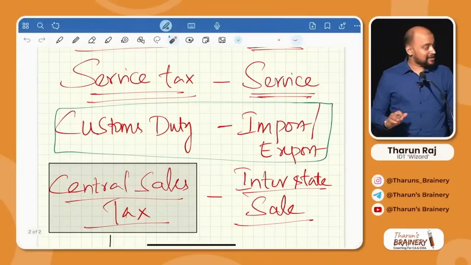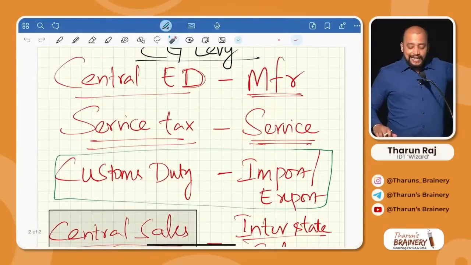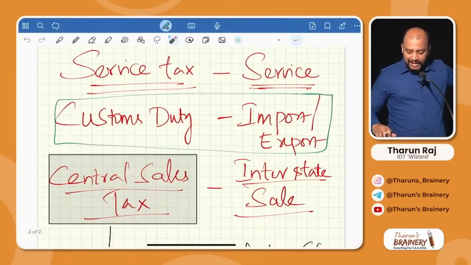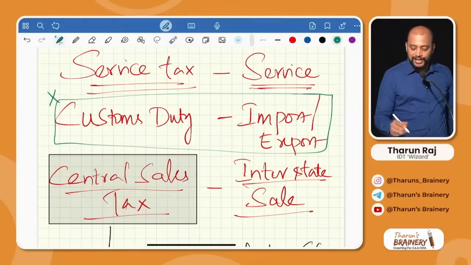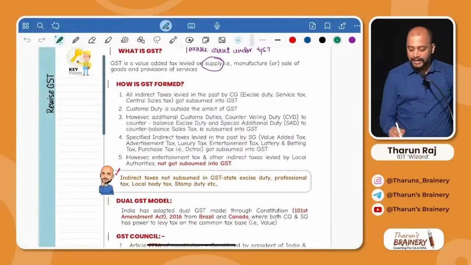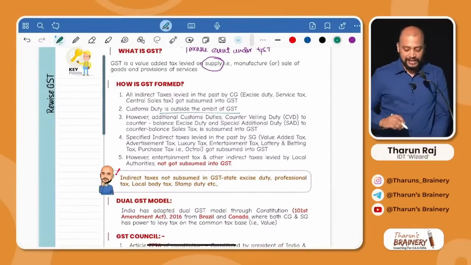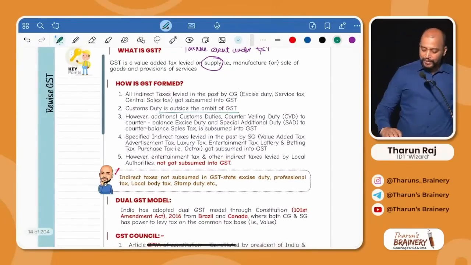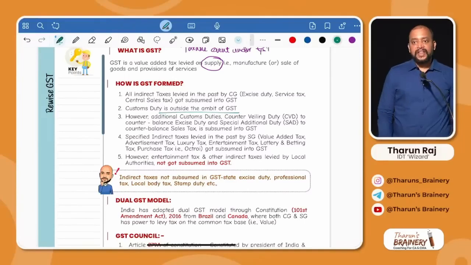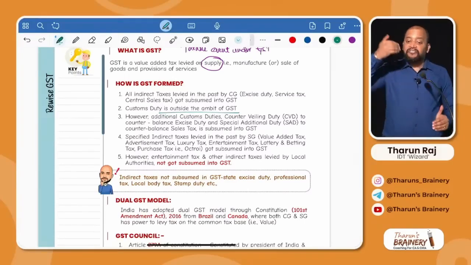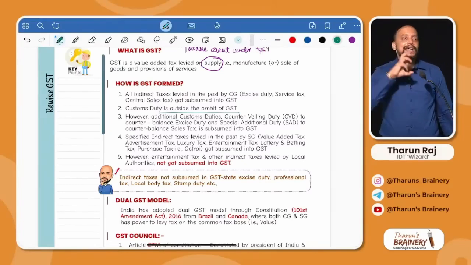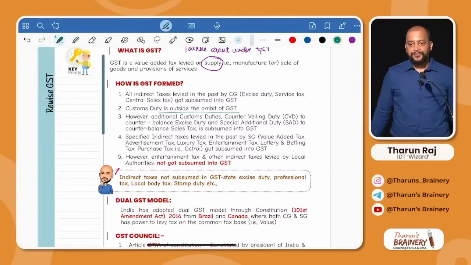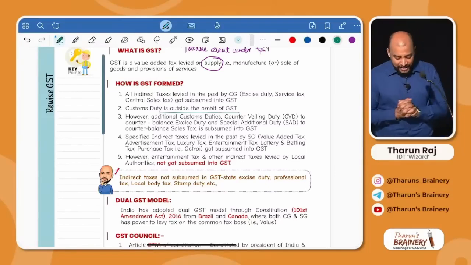Customs duty is outside the ambit of GST. Only central excise duty, service tax and central sales tax were subsumed. Customs duty is not subsumed into GST. That is the second point you can see: customs duty is outside the ambit of GST. However, there used to be additional customs duties. These additional customs duties were levied to counter the effect of excise duty and sales tax on like articles if imported into India. Example, let's take a comparison.